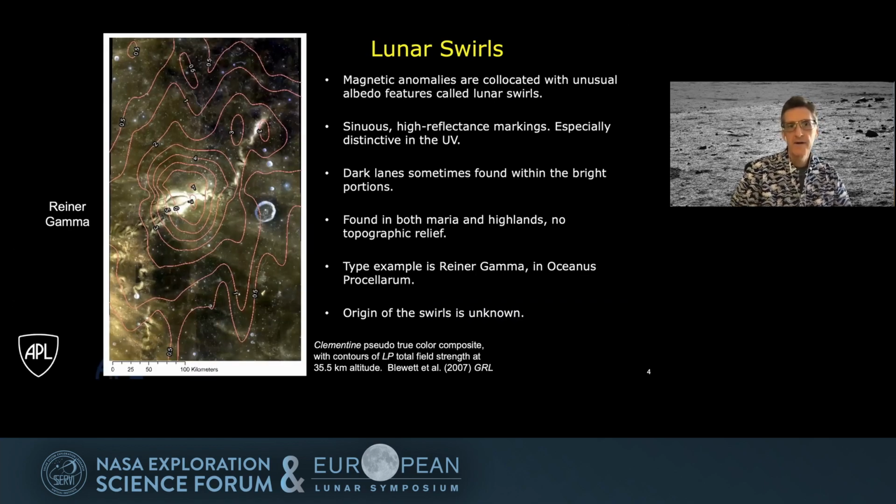Then there's the matter of the lunar swirls. Most magnetic anomalies are co-located with unusual albedo features called lunar swirls. The type example is Reiner Gamma there in Oceanus Procellarum. The origin of the swirls is unknown, and there are several hypotheses for where they came from.